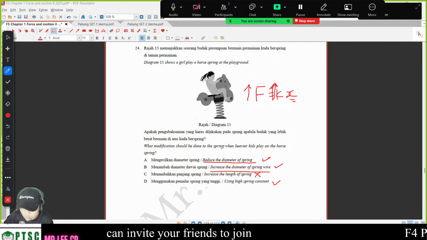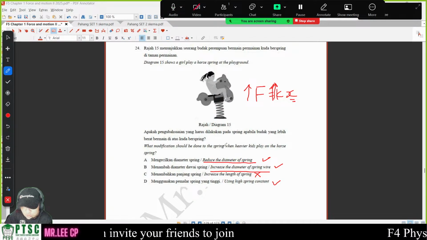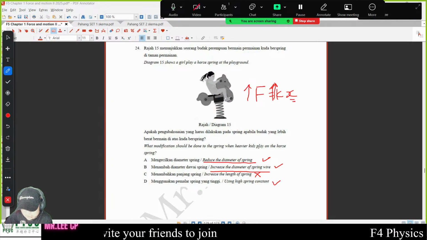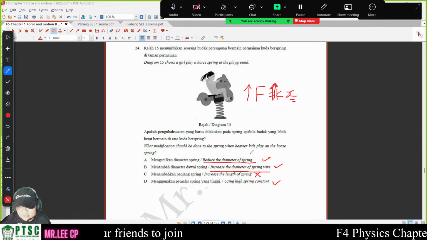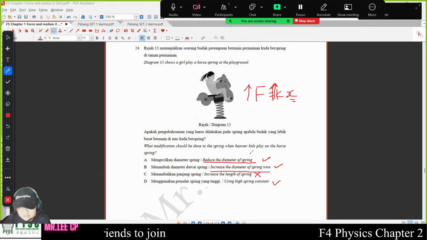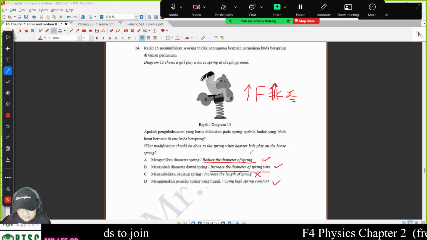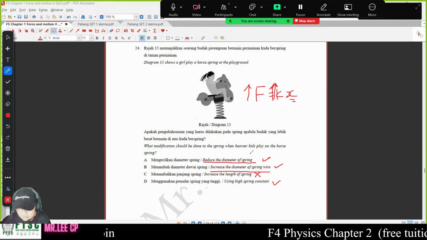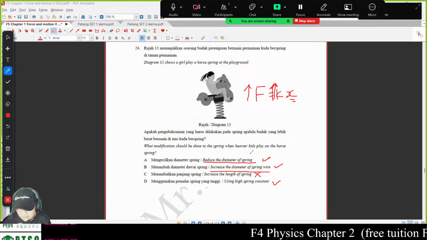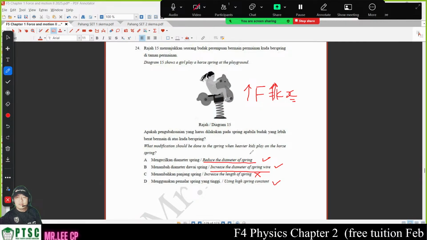What should be done to the spring when the heavier kids play the horse? Increase the length of the spring. So it is. Huh? I don't get it.